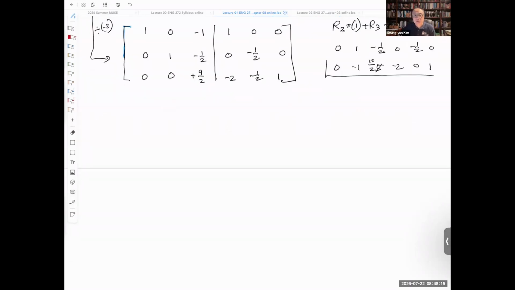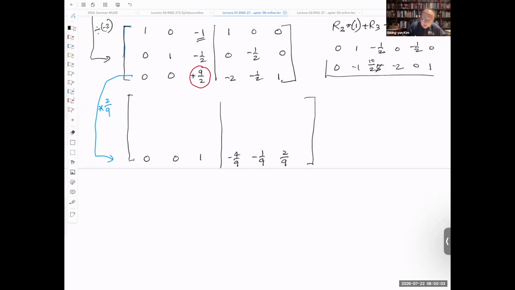Now we need to work on the third column. To work on the third column, we pick the third row, third column, this one. We need to make this a 1, so we're going to multiply by 2 over 9. Then we have 0, 0, 1, then negative 2 times 2 over 9, so negative 4 over 9. And then negative 2 and 2 cancel, negative 1 over 9, and we multiply by 2 over 9.